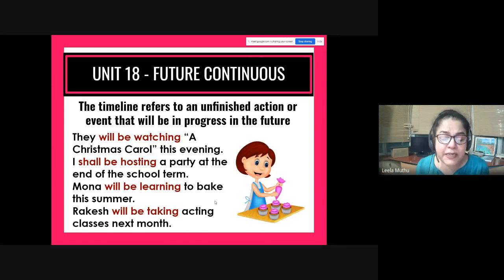Mona will be learning to bake a cake this summer. Summer holidays have not started, but during the summer vacations in the future, she will be learning to bake. So it will be an ongoing action which will be continuing all summer.